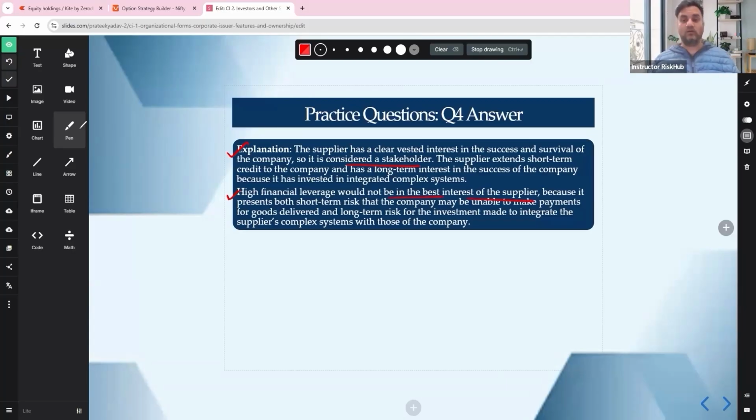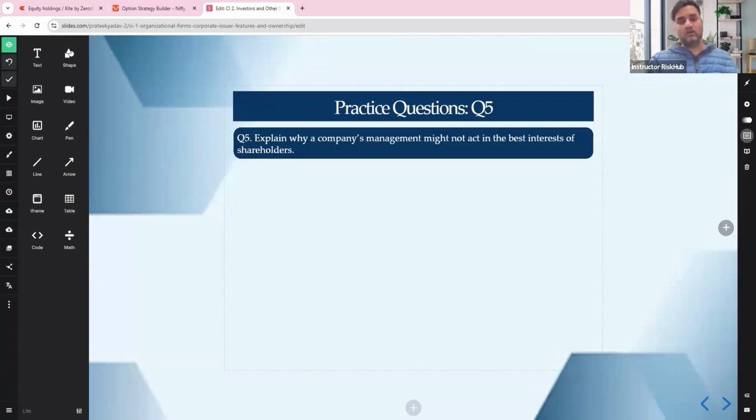Right? That's why it is wrong, because it presents both a short-term risk that the company may be unable to make payments for goods delivered, and a long-term risk for the investment made to integrate the supplier's complex systems with those of the company, right? So as we discussed, high financial leverage is not good for the supplier because it presents both a short-term risk and the company may be unable to make payments for goods in the longer run. Okay. Then we move on. Again, an explanation question, nothing to worry about.